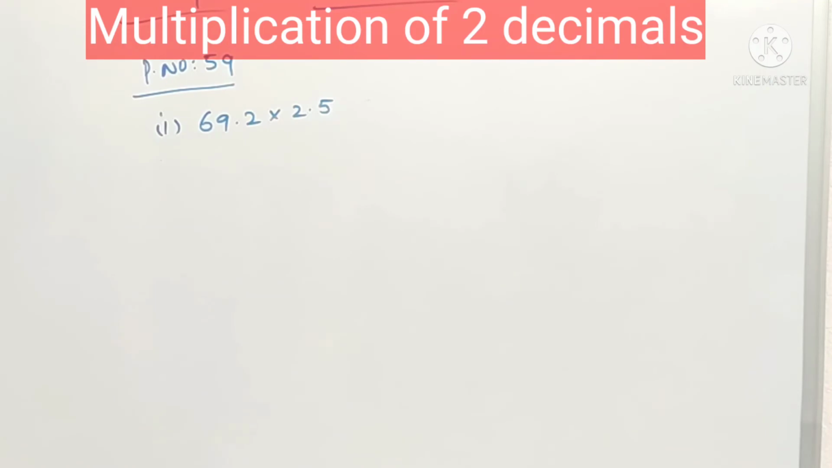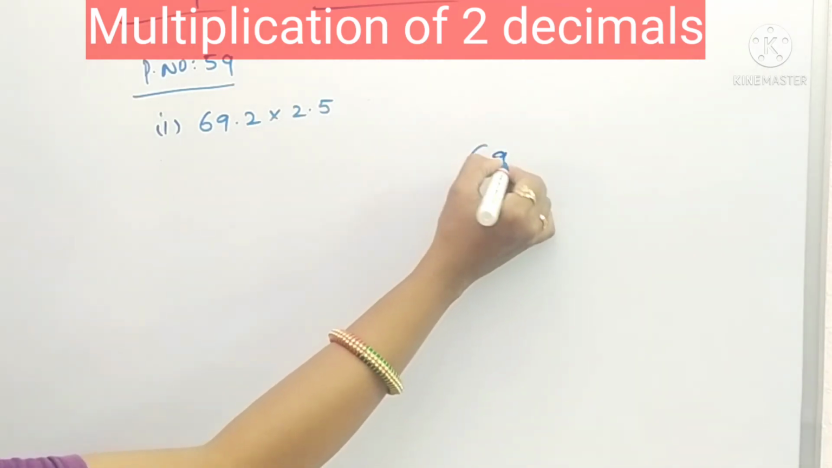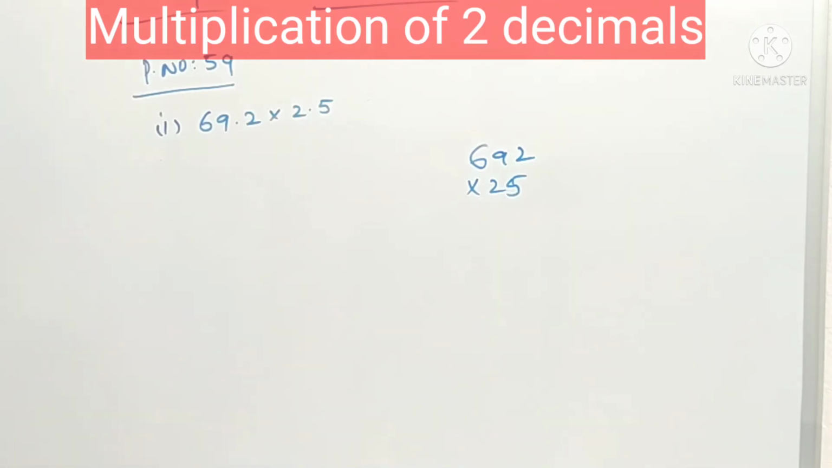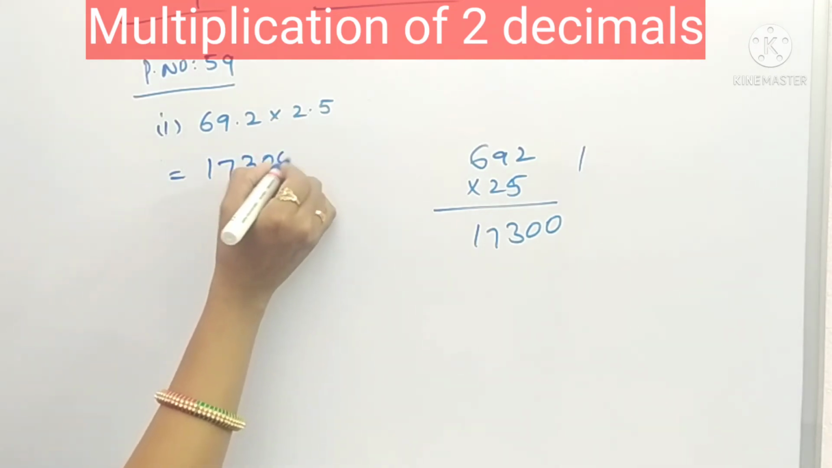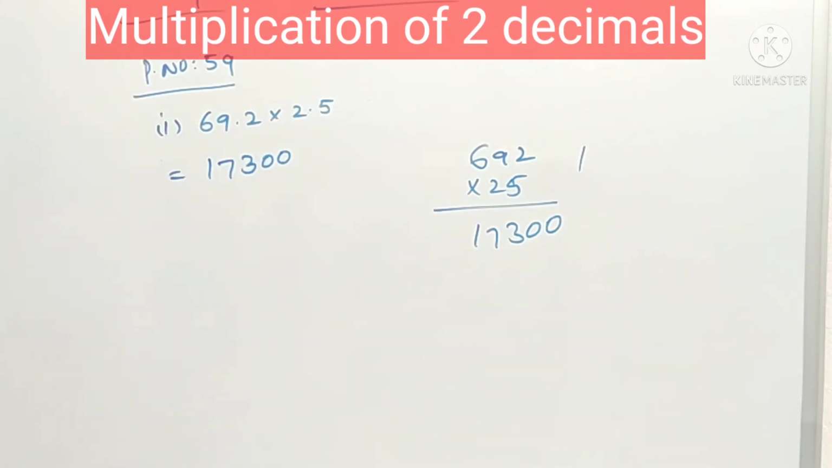So in this video we will learn multiplication of two decimal numbers. Okay. So for this I am taking problems in page number 59. Check your progress. So first one, 69.2 into 2.5. So just ignore the decimal point first and multiply 692 with 25. So after multiplying you will get 17,300. So write as it is, 17,300.